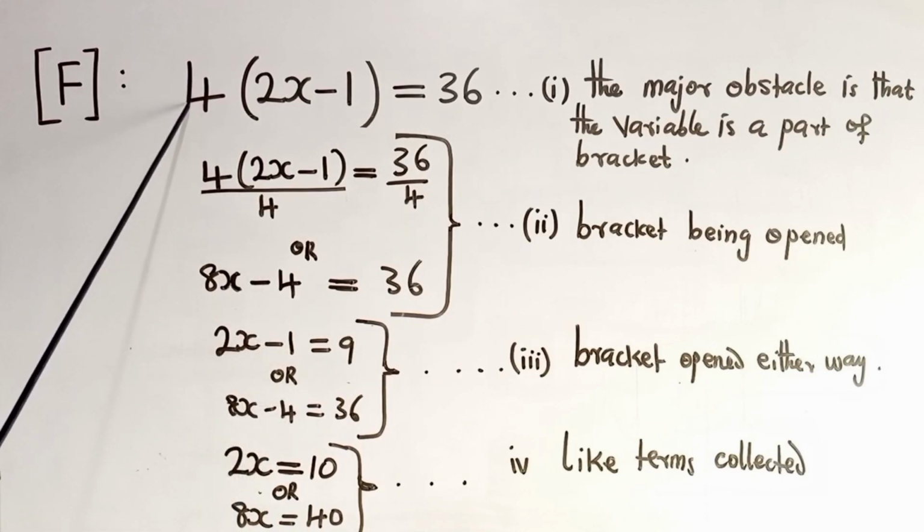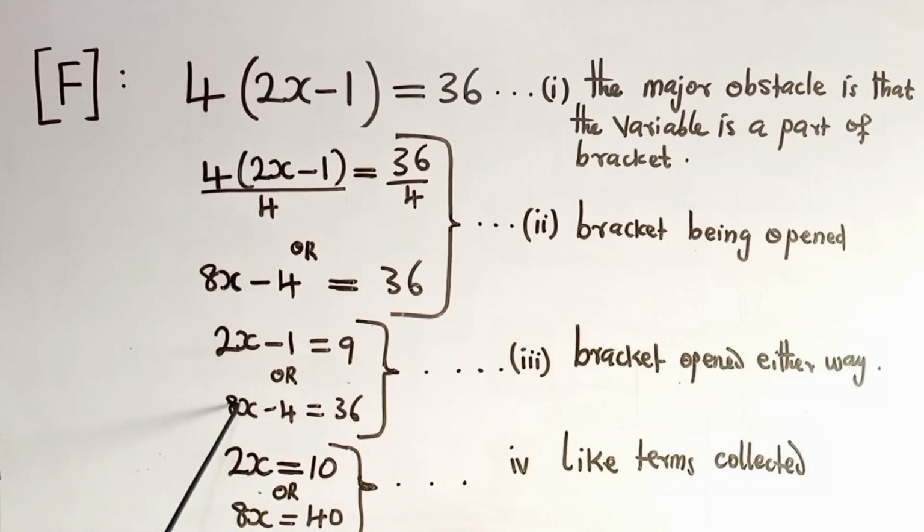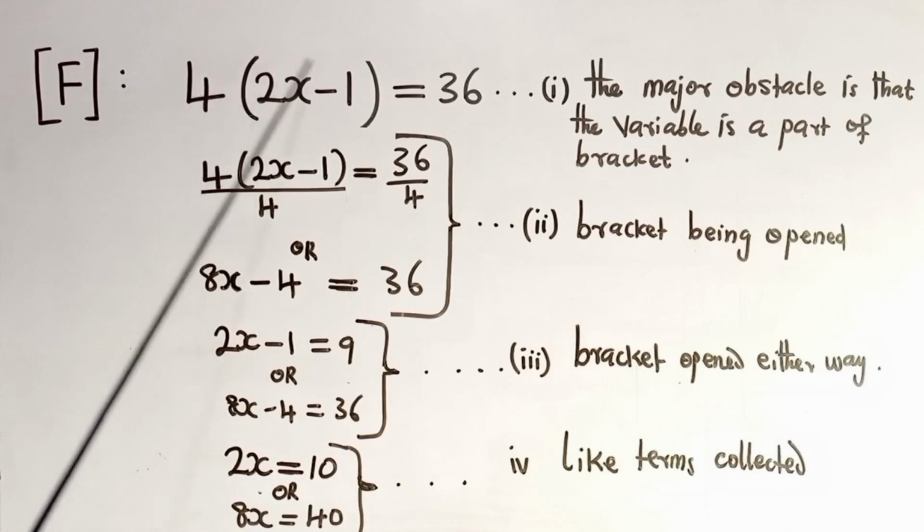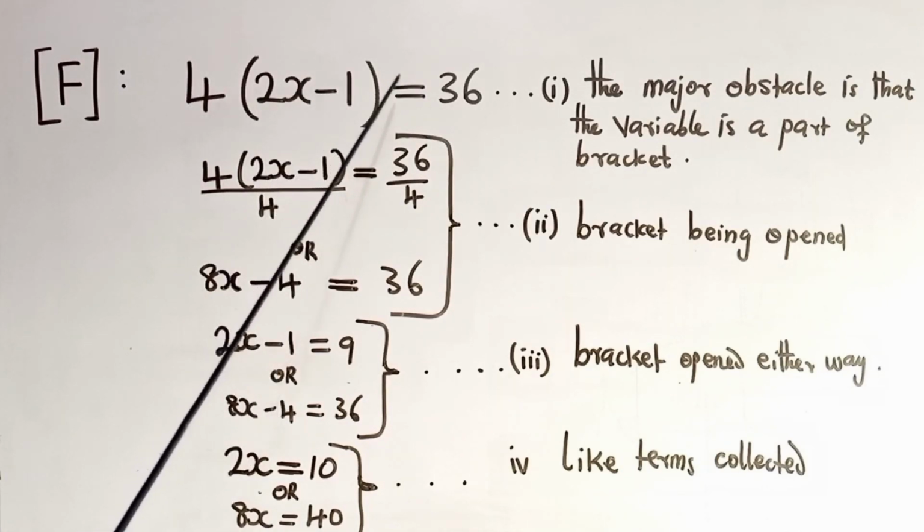How? 4 times 2x is 8x. 4 times minus 1 is minus 4. Then, in this case, I open the bracket in the left-hand side. Opening bracket does not change the value of any side of an equation. Therefore, if you open bracket on one side of the equation, you will not open bracket on the other side if it is not needed there.